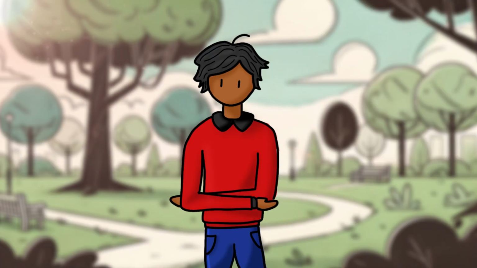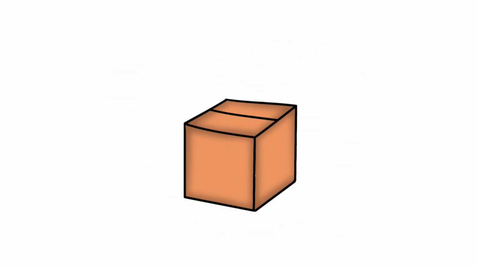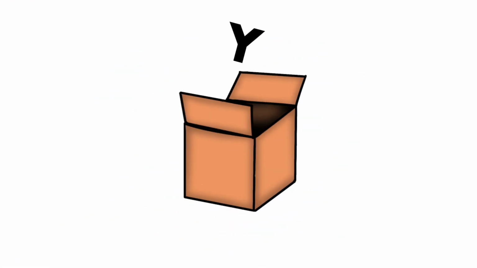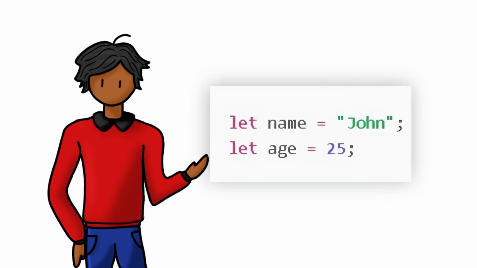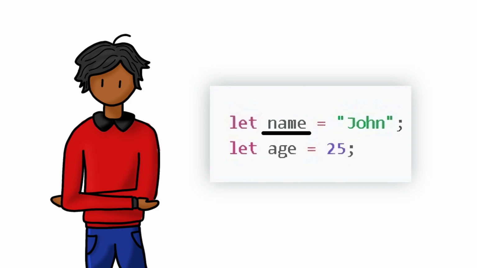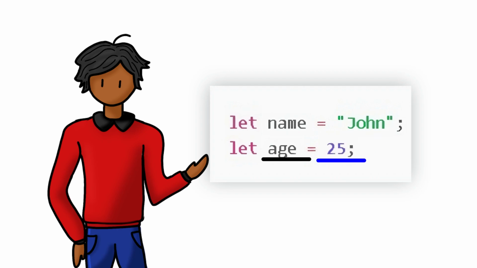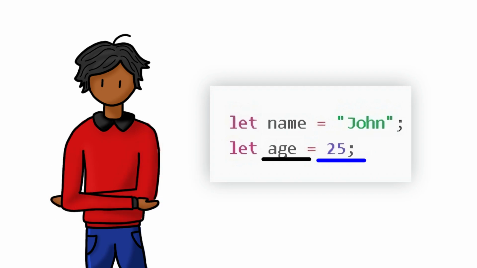Now let's talk about variables. A variable in JavaScript is like a storage box where we can keep information. For example, we might want to store someone's name or a number we'll use in calculations. In this example, we have two variables, name and age. The variable name stores the string John and age stores the number 25. You can think of variables as containers for your data.